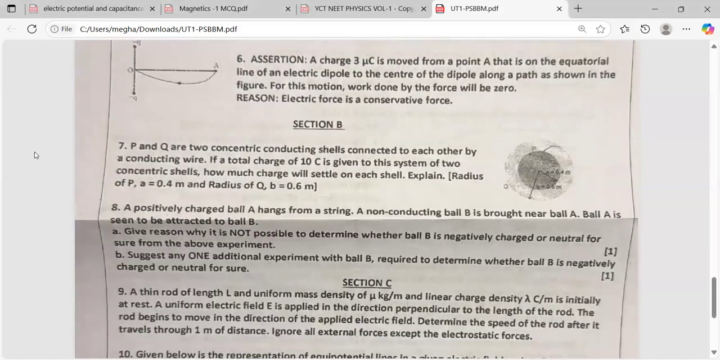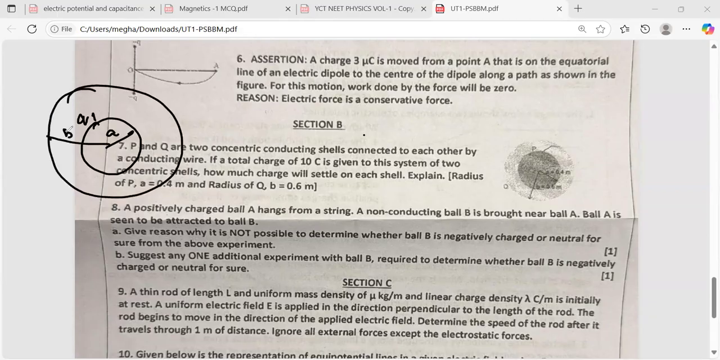Next. P and Q are concentric conducting shells connected to each other by a conducting wire. The total charge of 10 coulomb is given to the system of 2 concentric shells. So now let us suppose this is A and this is Q1, and this is B and this is Q2. Of course, it is given Q1 plus Q2 is equal to 10. But how much charge will settle on each shell? Because it's connected by a conducting wire, if it is connected by a conducting wire, potential is going to be the same. So Vp must be equal to Vq over here.